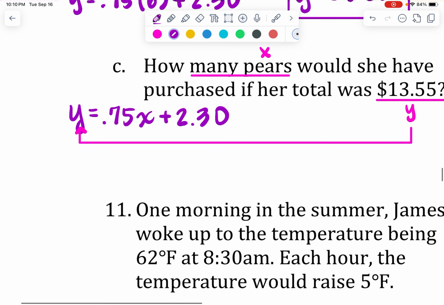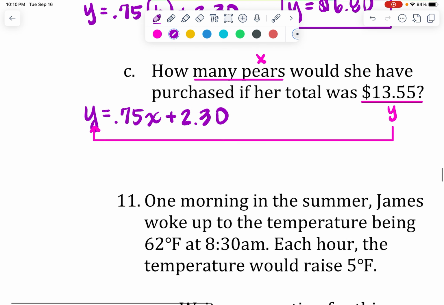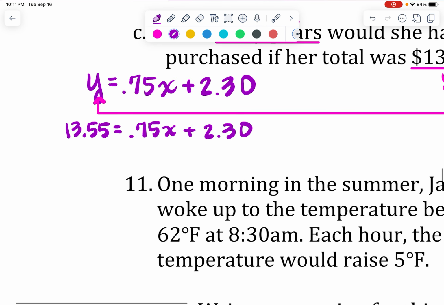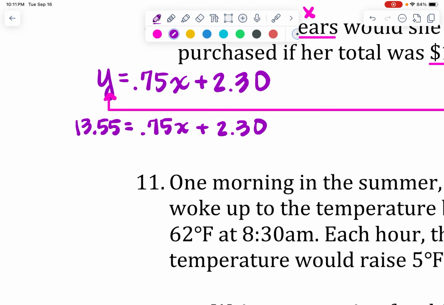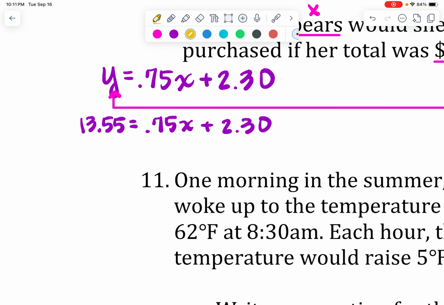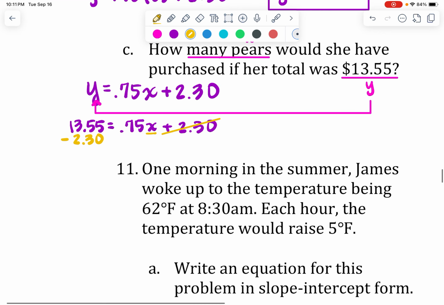Now, this takes a lot more effort because now you actually have to solve an equation, right? But I'm going to rewrite this as 13.55 equals 0.75x plus $2.30. And then you need to solve the equation for x. This is just a basic two-step algebra equation. We should all be able to do this. I need to get the x by itself, so I need to move the term that's not attached to the x first. So I'm going to move this $2.30 adder, and it's going to become a $2.30 subtractor on that side.